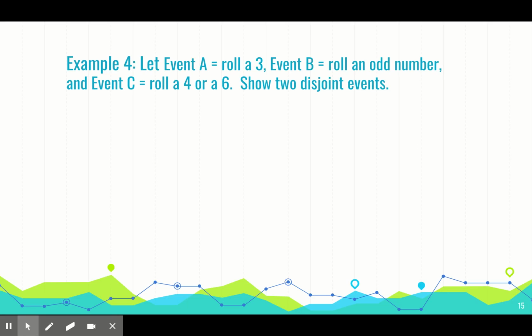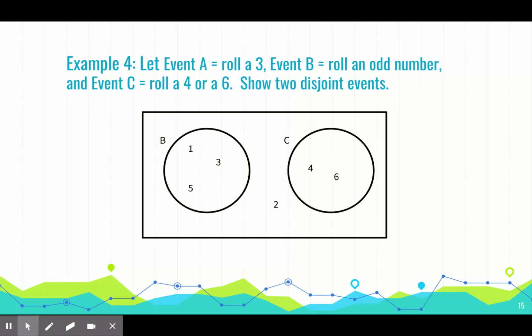Example 4. Again, let event A be roll a 3, event B be roll an odd number, and event C roll a 4 or a 6. Show two disjoint events. So my two disjoint events, which means they have nothing in common, would be event B and C. B is an odd number, and C is a 4 or a 6. Those do not have anything in common, so they would not overlap.